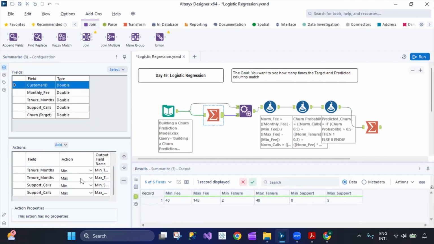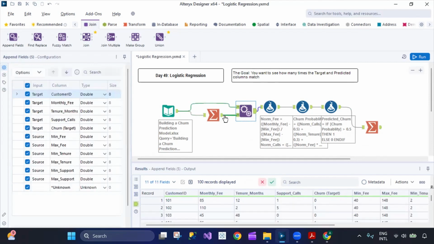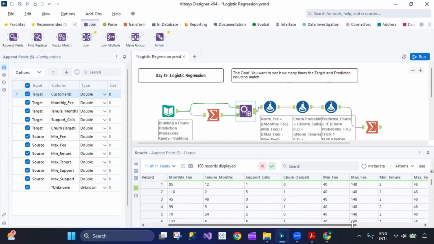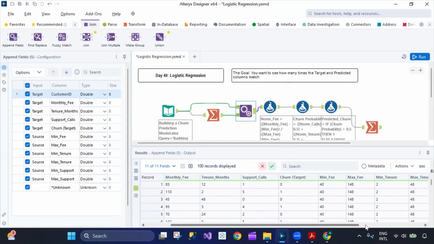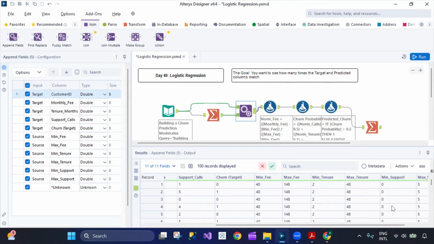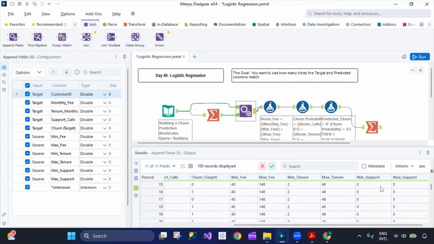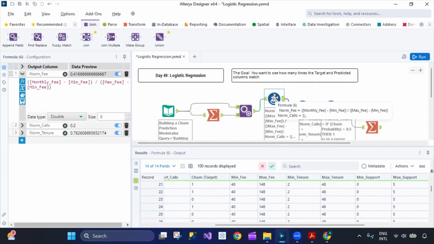So we got everything, minimum, maximum, all these things. And then we are appending the final output to the target with the input tool. What we mean by appending is we are just joining, merging one output with another output, so that we can get, okay, this customer's monthly fees is this, support calls is this, minimum tenure was this, maximum tenure was this. Maximum tenure for most customers is 48. Minimum support calls is 0, maximum is 5. But from 5, you cannot call more than 5.